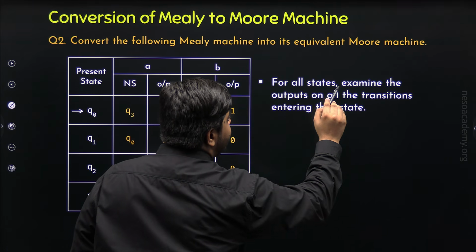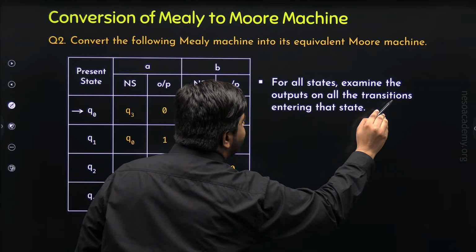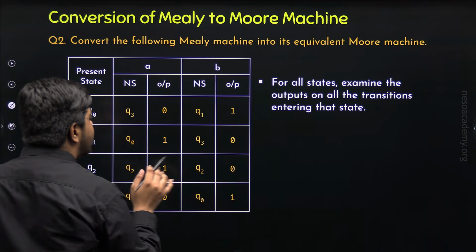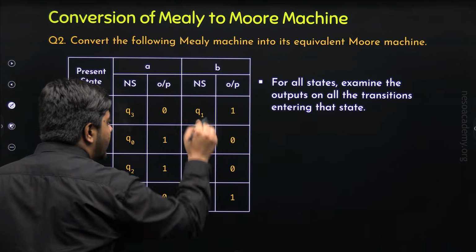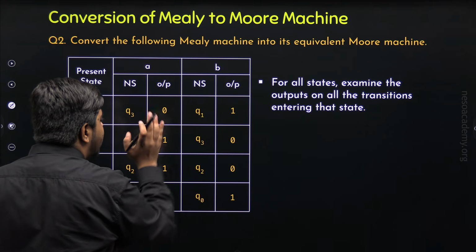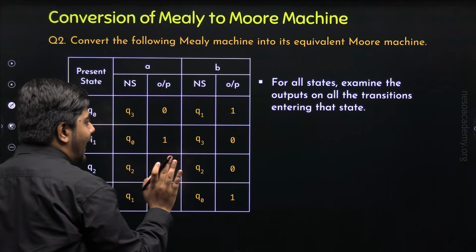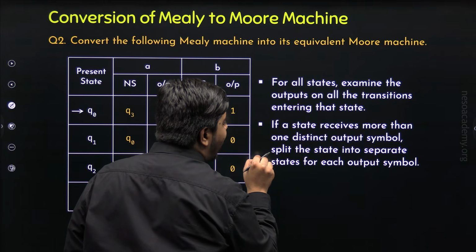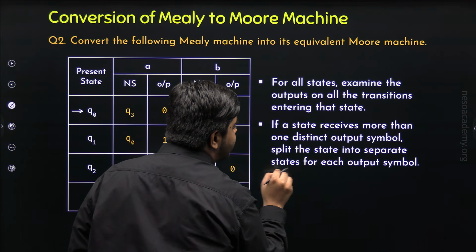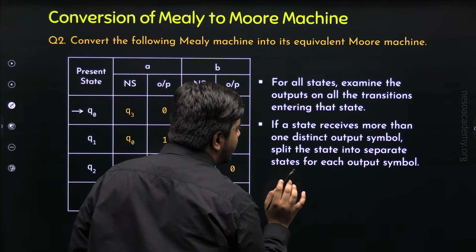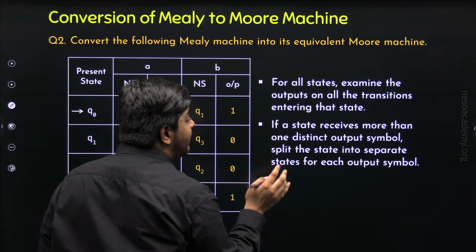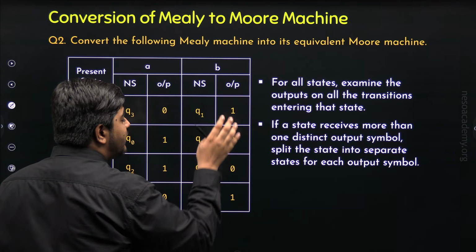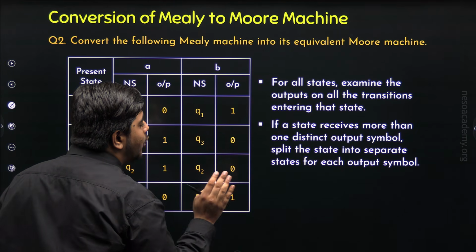For all the states, examine the outputs on all the transitions entering that state. What does that mean? It means that for all these states, we need to examine the output symbols received by these states. And if a state receives more than one distinct output symbol, then we have to split that state into separate states for each output symbol. That means we will create separate states having different output symbols.